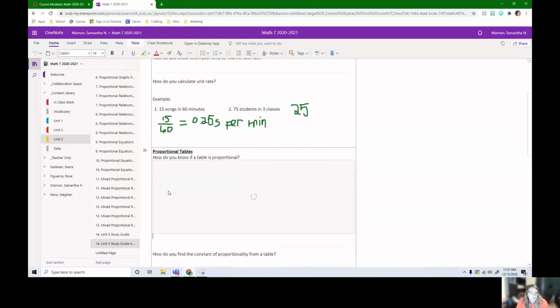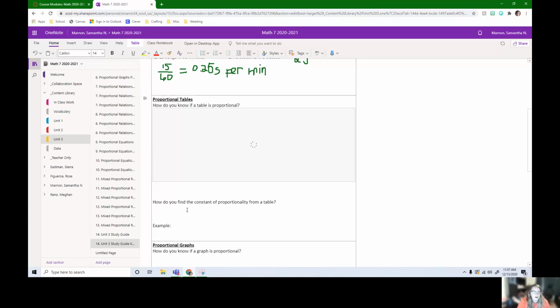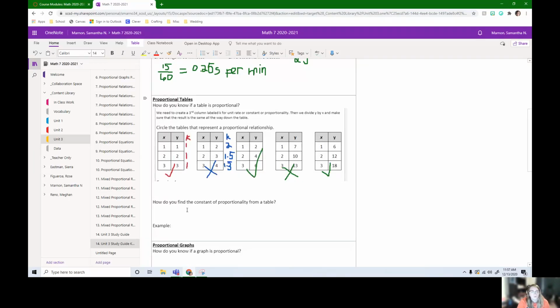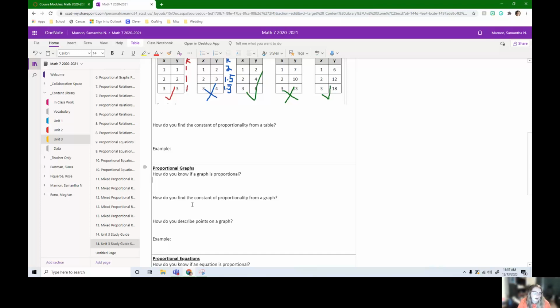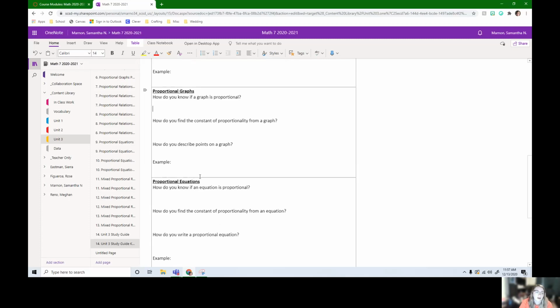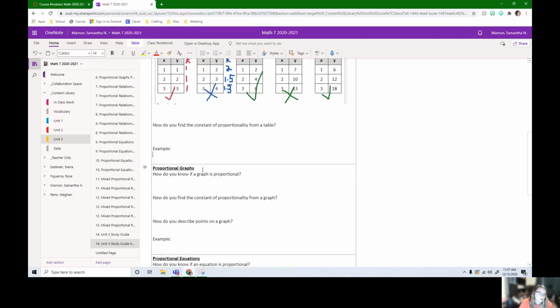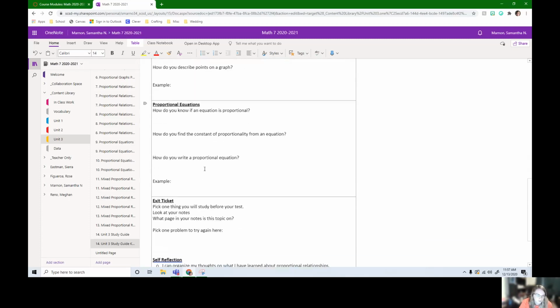So how do you know if it's proportional? I can do that. How do I find the constant of proportionality? You can go through and see how we did that, and then post an example. This is more like a scavenger hunt from your notes. How do you know if a graph is proportional? If you already know it off the top of your head, like it's a straight line through the origin, you can type that in here. I just think it's a good idea to go back and look at our notes, and make sure you're also finding an example for each one.